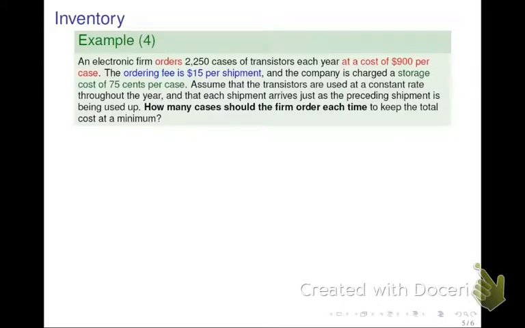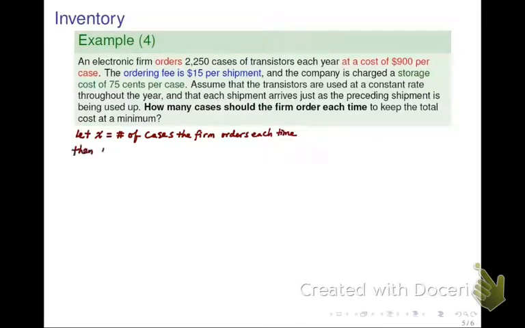For number 4, this is an inventory problem. So what we need to do is set up a cost function, because the problem asks you to actually find a number of cases to minimize cost. So first thing we need to do is let x be the number of cases that the firm should order each time, because that's exactly what the question is asking.